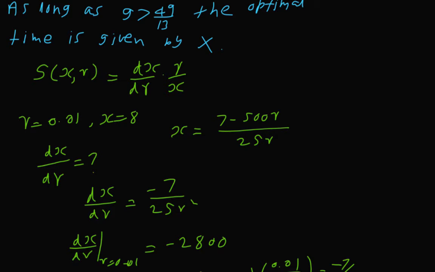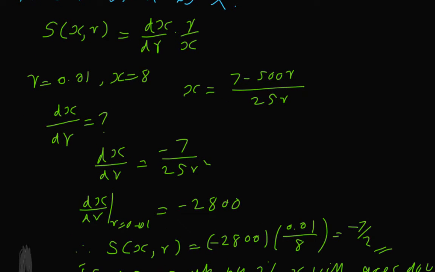So what is the meaning of this? I can say, if r goes up by 2%, x will go down by 7%.